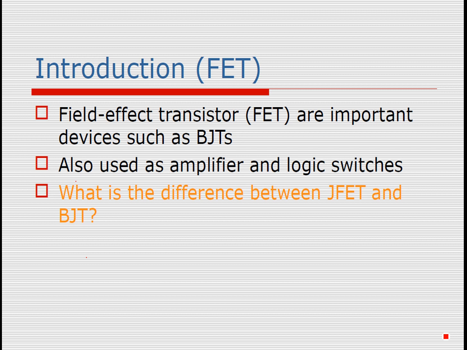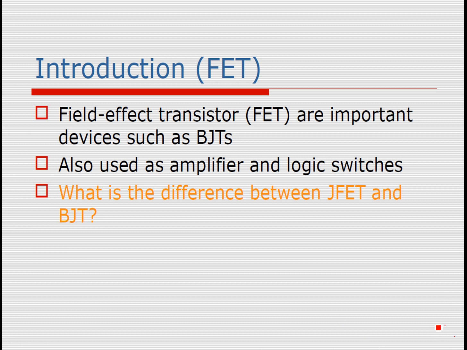BJT is a bipolar junction transistor and it can be used as an amplifier or switch. So like BJT, the FET is also used as an amplifier or switch. But the principle of operation of FET is completely different from the bipolar junction transistor. But both BJT and FET are three-terminal devices. There are some differences between JFET and BJT. So we'll list out the differences between these two devices at the end of this topic.